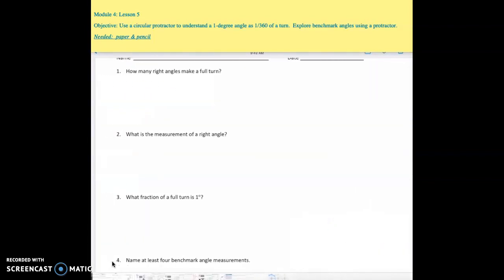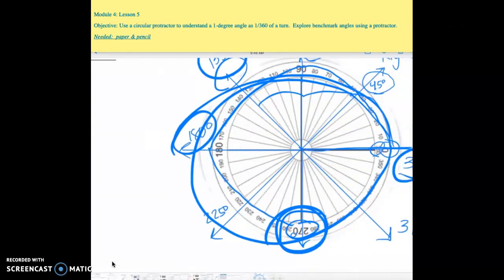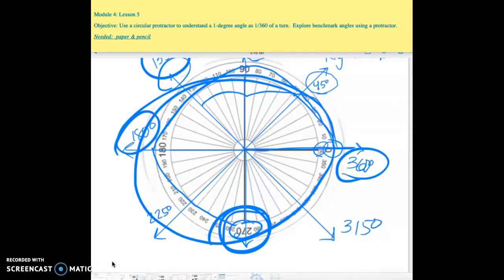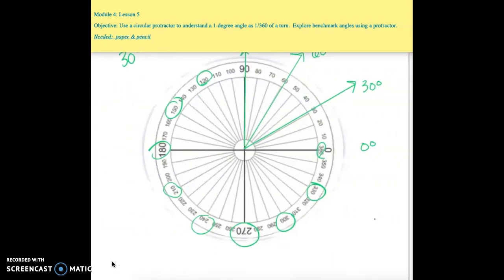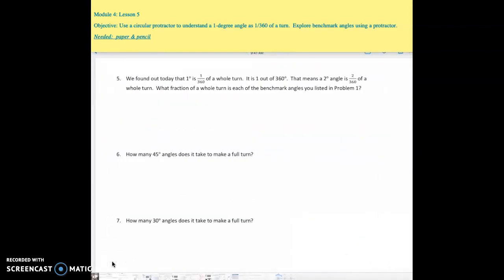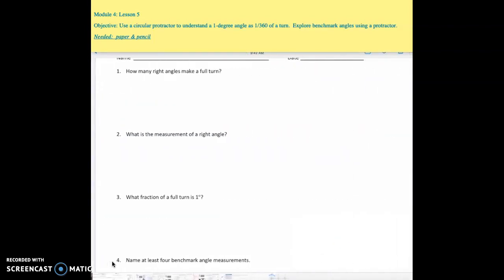All right, next question. Name at least 4 benchmark angle measurements. So benchmark angle measurements are going to be these ones. So 0, 45 degrees, 90 degrees, 135, 180, and so on. Or these are the other benchmark angles, counting by 30 degrees. So it just said list 2 of those, doesn't matter which ones. All right, I think that is the last question we need to answer.